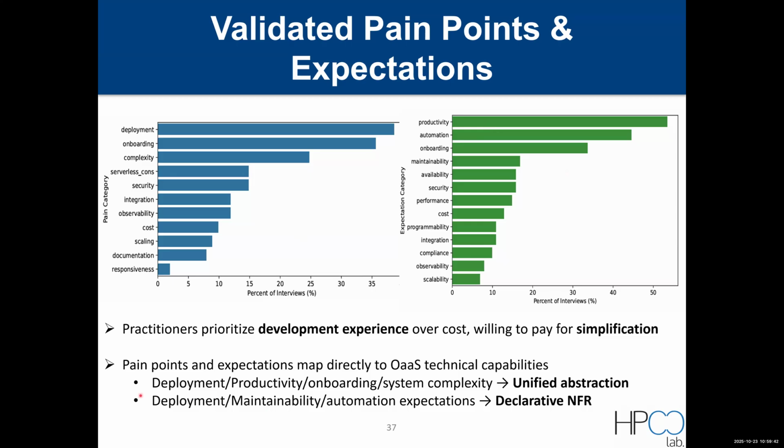And we can see that the pain point expectation is kind of mapping to the OaaS technical capability. Deployment productivity and onboarding are mapped to the unified abstraction, and deployment maintainability and automation are mapped to the declarative SLA. Unfortunately, we don't have much data in the IoT domain. But some of them also mentioned that the problem of deploying across accounts is one of the main concerns, but we don't have much data points here.